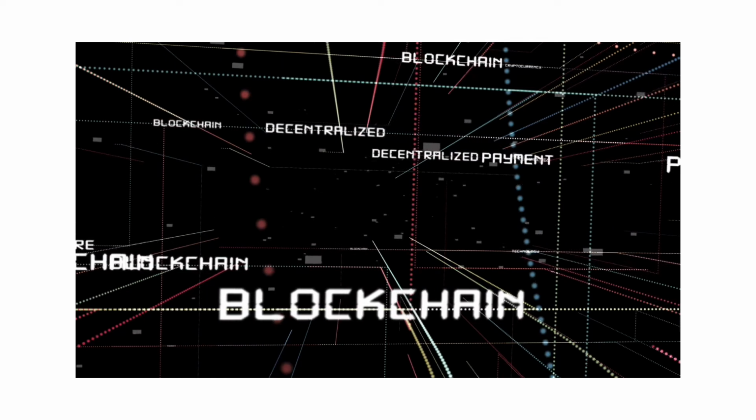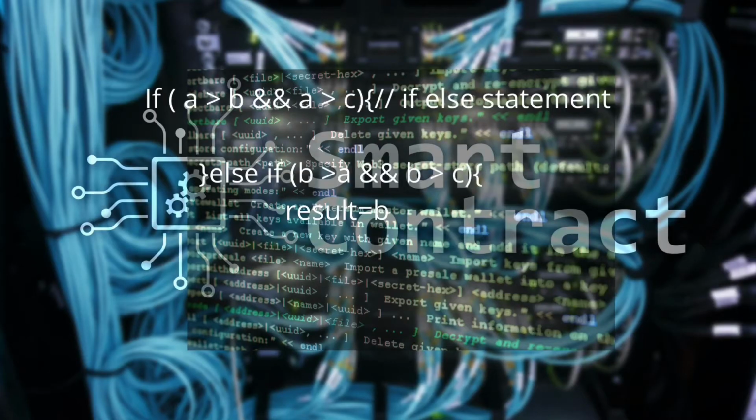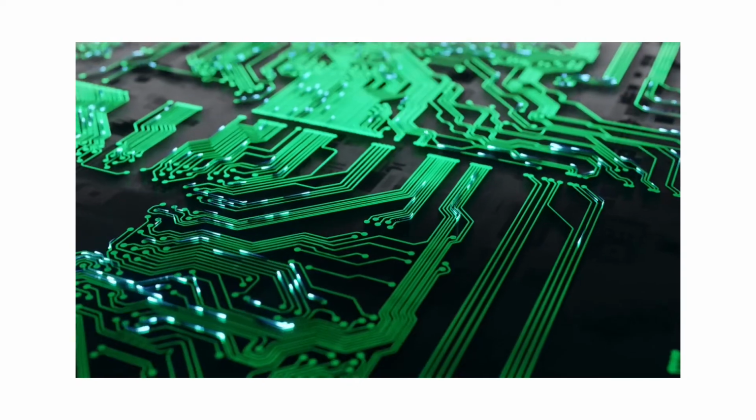So for example, you have Bitcoin, which has its own blockchain, and you also have Ethereum that has a different blockchain, which is basically known for the implementation of smart contracts. What a smart contract is essentially, is a coded contract on the Ethereum blockchain that basically says that if certain conditions or criteria are met, then something else should occur. So in this example, if A is more than B and A is more than C, then the result equals A. And otherwise, if B is more than A and B is more than C, then the result is B, and vice versa. So that's how smart contracts work.